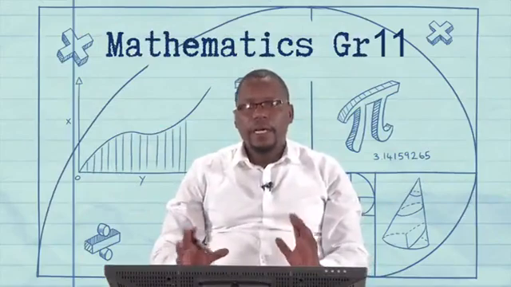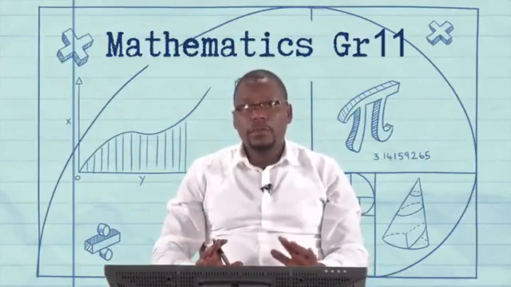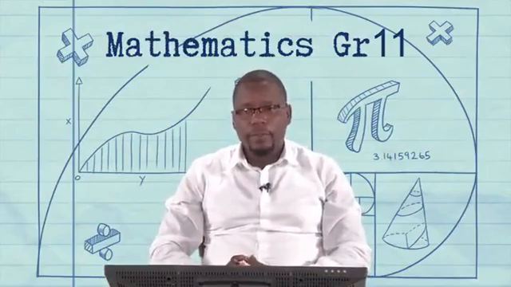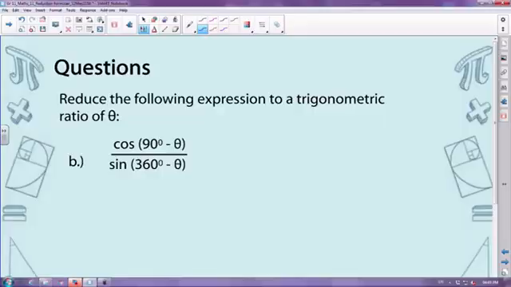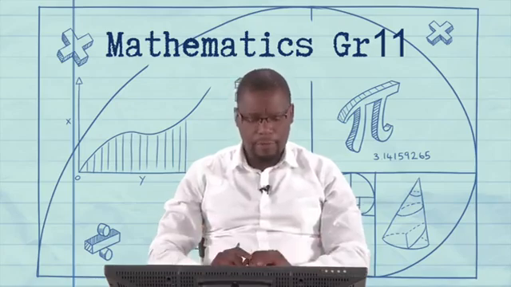Welcome back, grade 11s. I'm sure you are ready to continue with your maths, and let's push this, guys. I've got the next question for you. Reduce the following expression to a single trigonometric ratio of theta. So in other words, at the end of the day, you might have sine theta, cos theta, or tan theta, whatever, but in a simplified way. Okay, so you've got cos of 90 degrees minus theta over sine of 360 minus theta. Work with a friend for 2 minutes, and then I'll come back and help you from there. Let's take 2 minutes.